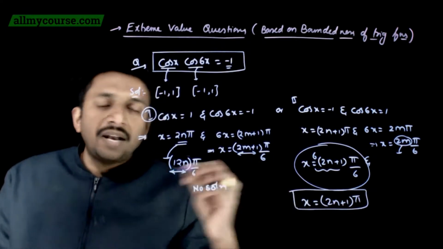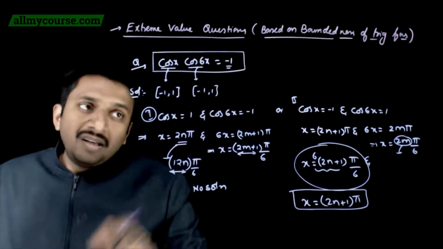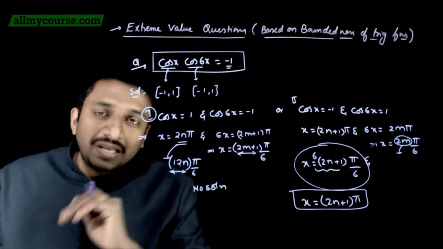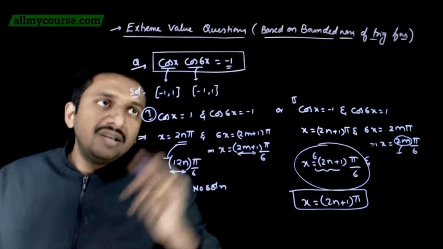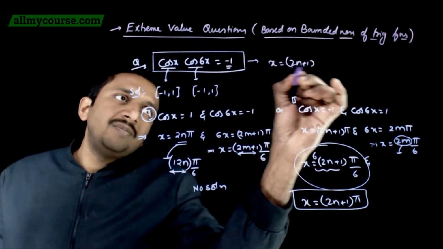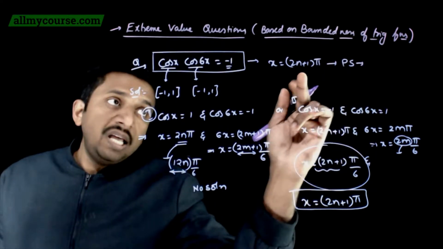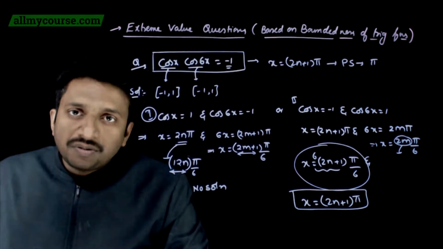Means if x is an odd multiple of pi, this equation is valid. Cos x will be equal to -1 and cos 6x will be equal to +1. Hence, the product of these two will be equal to -1. So the answer to this equation is x is equal to 2n plus 1 times pi, and the principal solutions are only 1 pi. All the other solutions are not principal solutions.